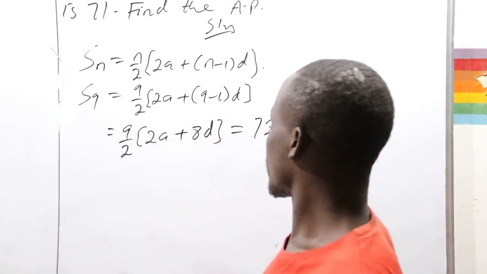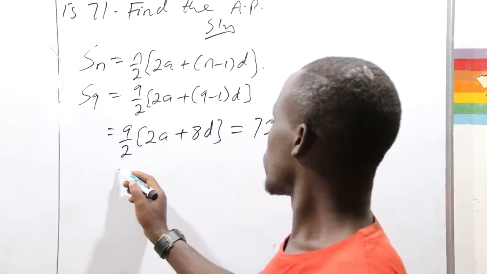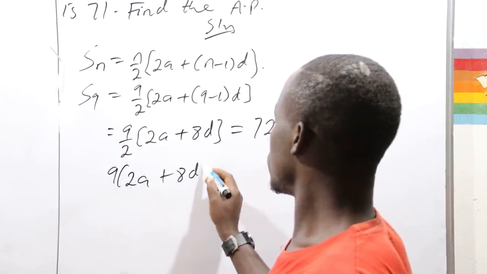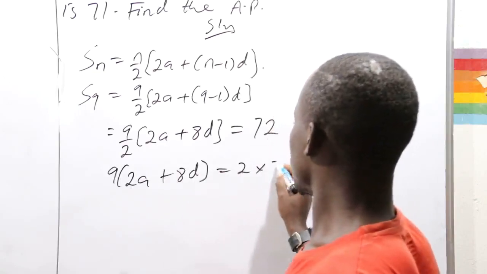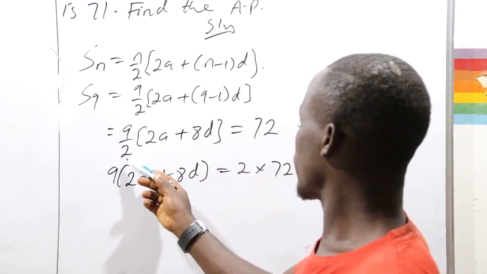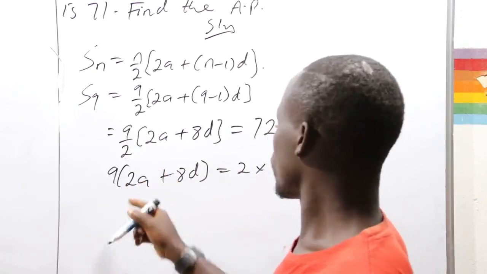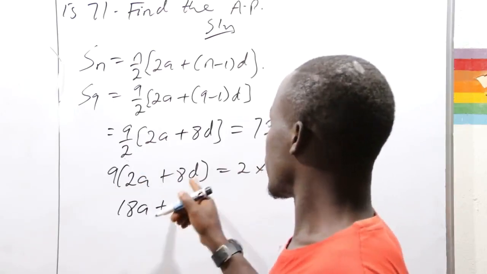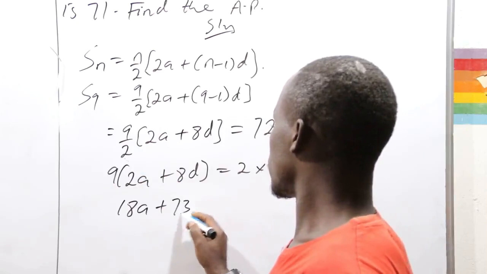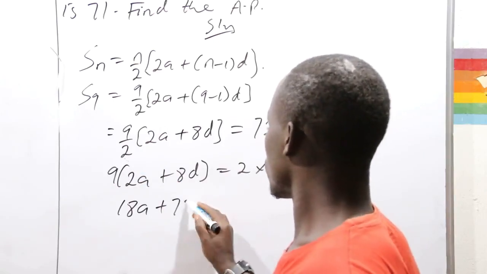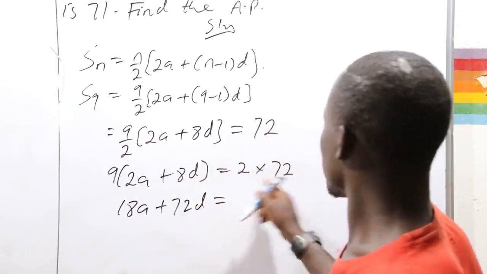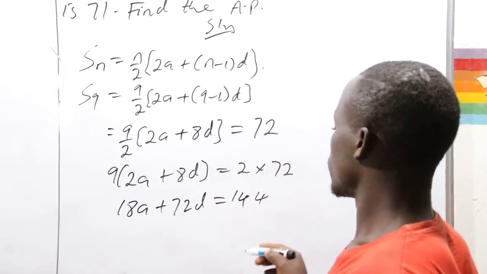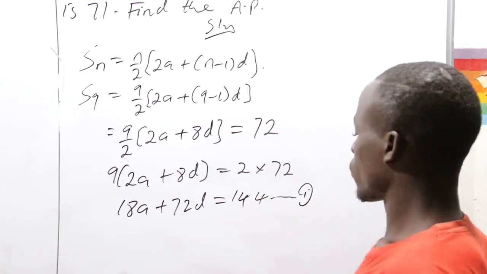So simplify this, and then we have equation 1. So this will be 9 into 2a plus 8d equals 2 times 72. That is cross multiply or multiply by the LCM, which is 2. So if you open this bracket, we have 18a plus 9 times 8 is 72d equals 2 times 72. We have 2 times 2 is 4, 2 times 7 is 14. So we call this one equation 1.